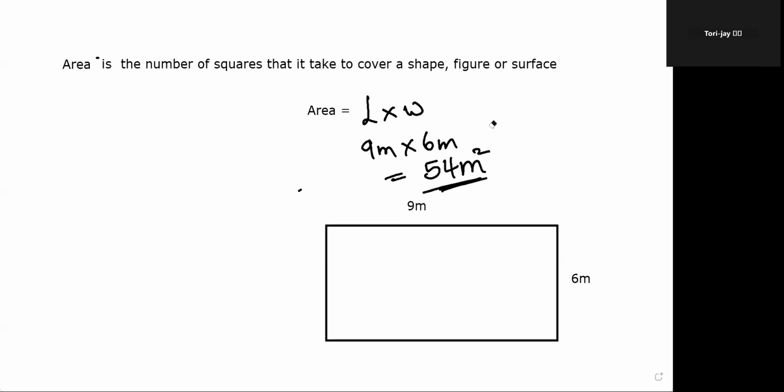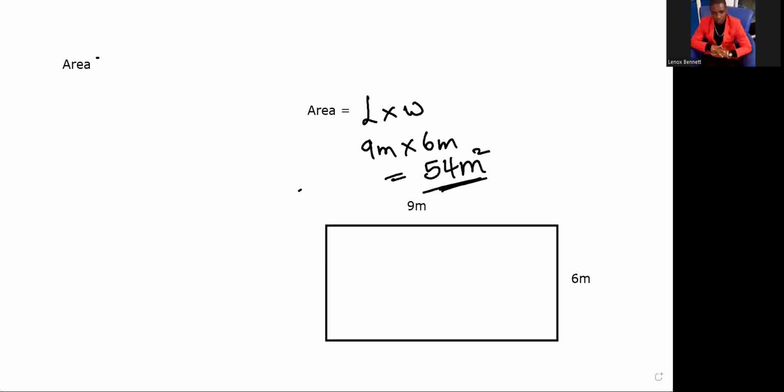Remember to put the little square there to show that it's the total number of squares that it takes to cover the surface. All right, just like what Tori said. I think we have time for 2 more. So my mind tells me that we can do 2 more. So let's see if we can do 2 more.